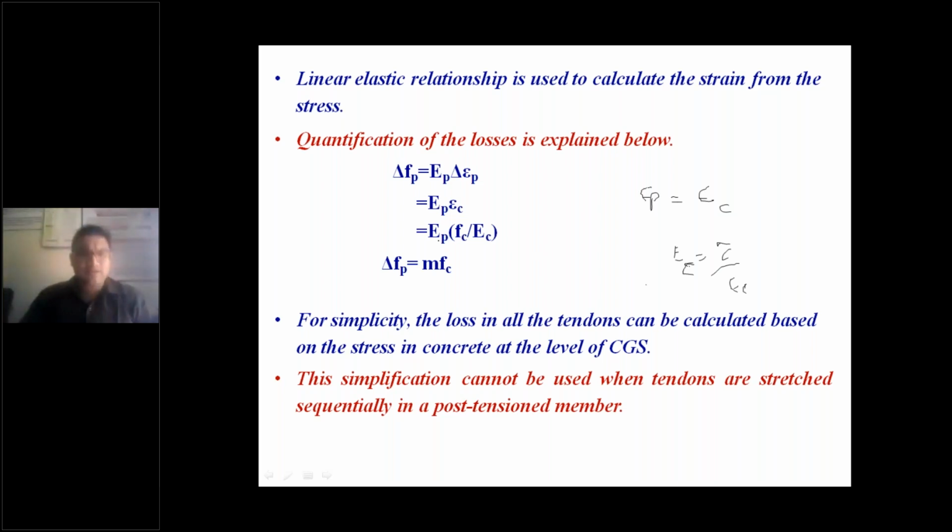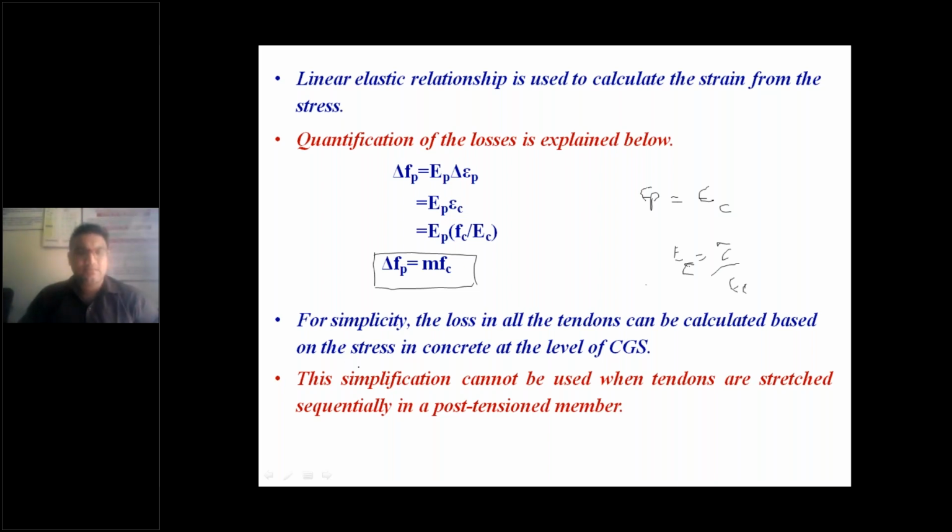So that's finally the loss in steel, the strand. The summation of all losses in steel is equal to the modular ratio of steel to concrete into the stress in concrete. This is how you can calculate the losses due to elastic shortening.